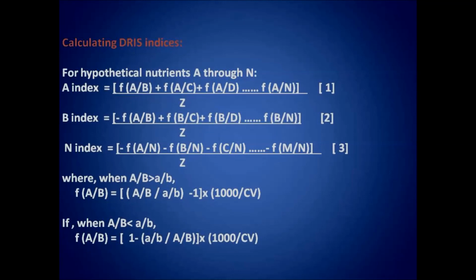If A by B, the nutrient ratio of the diagnosing plant, is less than a by b, the standard value ratio, then the function of A by B is equal to 1 minus the ratio a by b of the standard divided by the ratio of the diagnostic nutrient A by B, into 1000 by coefficient of variation.